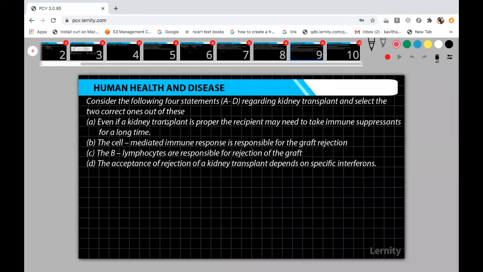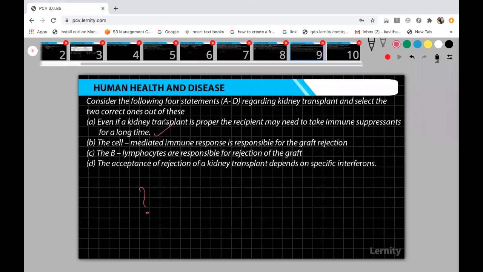Then the ninth question: consider the following 4 statements regarding kidney transplant and select the 2 correct ones out of these. Actually, options should be there here, but they are not. Anyway, we will select the 2 correct statements. Even if a kidney transplant is proper, the recipient may need to take immunosuppressants for a long time. Yes, they need to take immunosuppressants because sometimes rejection may occur.